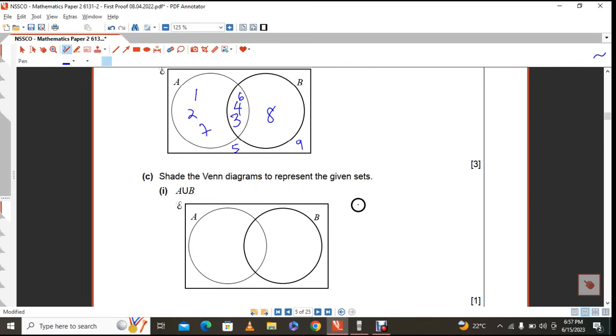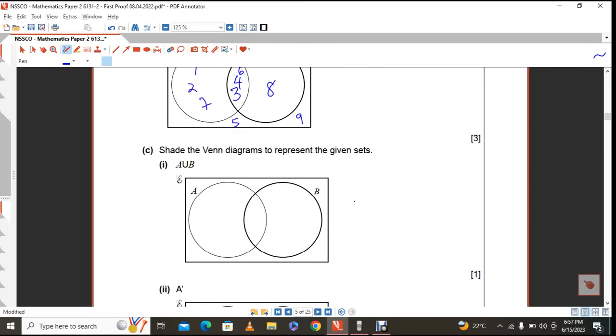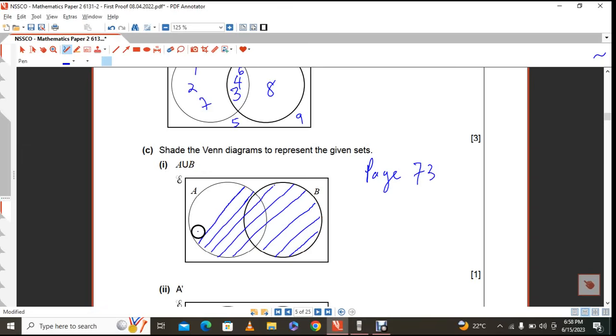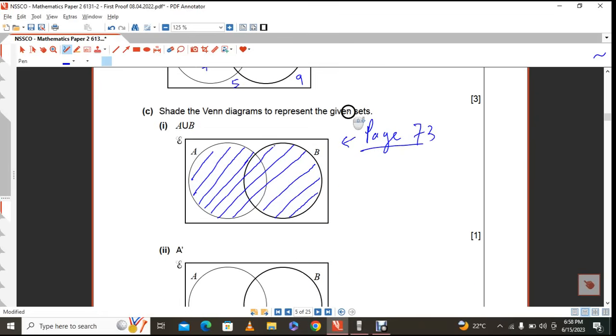Then, again, if you have problems with these questions, go to this particular one, page 73. The union, A union B, means A and B together. So basically, shading means you are going to shade the whole of A and the whole of B. Okay? Everything that is in set A, also everything that is in set B. That's what you're going to do. Please have a look at page 73 to look for that particular one.